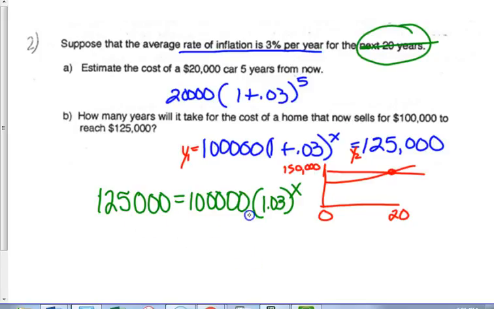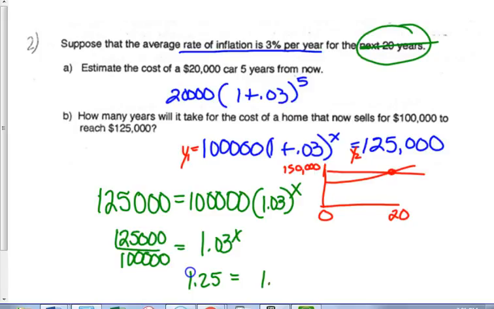Do you remember how to solve that? We divide first. So if we take 125,000 divided by 100,000, yeah, I can never write enough zeros. Is that enough zeros? Yeah. So we have 1.25 equals 1.03 to the x.